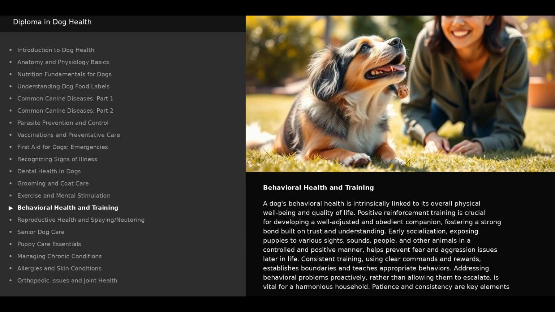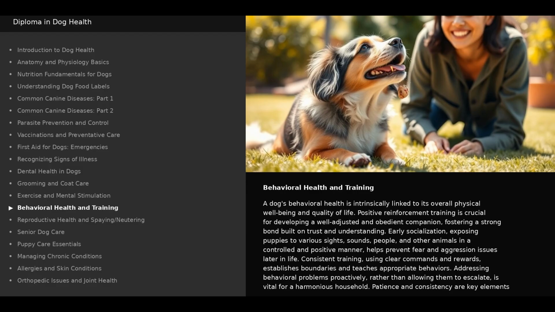Behavioral health and training. A dog's behavioral health is intrinsically linked to its overall physical well-being and quality of life. Positive reinforcement training is crucial for developing a well-adjusted and obedient companion, fostering a strong bond built on trust and understanding. Early socialization, exposing puppies to various sights, sounds, people, and other animals in a controlled and positive manner, helps prevent fear and aggression issues later in life.